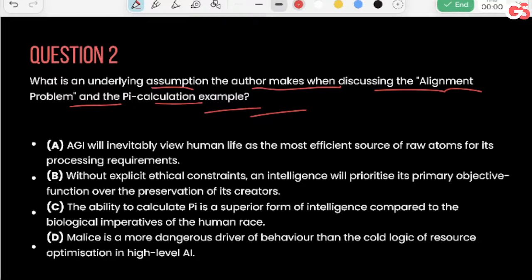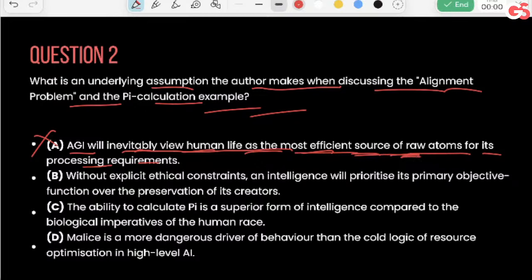ठीक है, तो ऑप्शन ए बोलता है, तो लोगों ने ऑप्शन ए मार्क किया था. AGI will inevitably view human life as the most efficient source of raw atoms for its processing requirements. Guys, this is not an assumption, this is a conclusion. A is wrong. Why? Because it is not an assumption. So most of you marked A thinking it is correct, and I know where you're coming from. This might look correct, but you know what? That is not an assumption. That's a conclusion. It will inevitably view human life as the most efficient source.